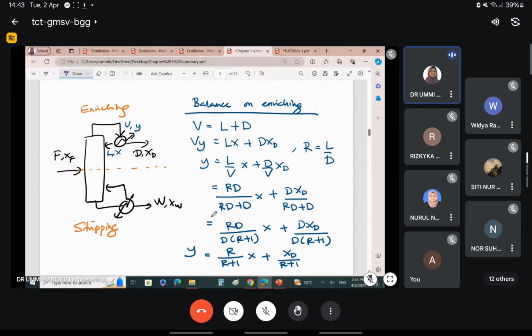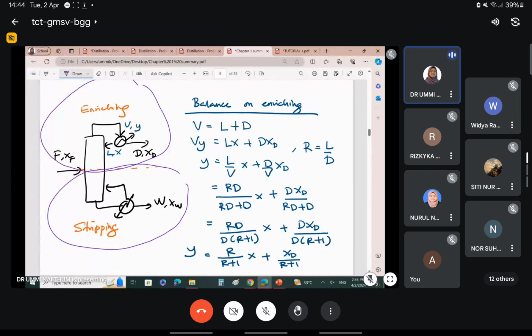Okay, so sama juga macam distillation ni. Okay, so distillation process have two parts. Okay, first is enriching and the second one is stripping. So enriching is above the feed tray. Stripping is below the feed tray. Okay, so ini kawasan enriching, ini kawasan stripping.